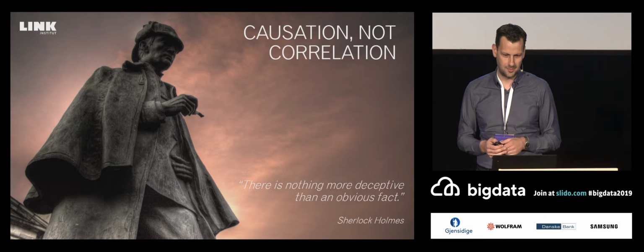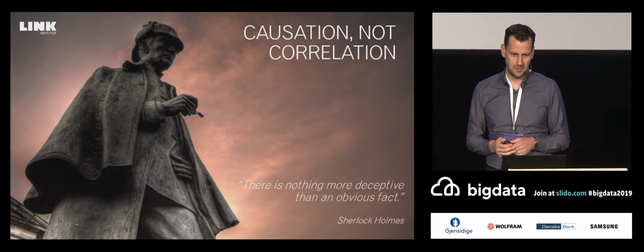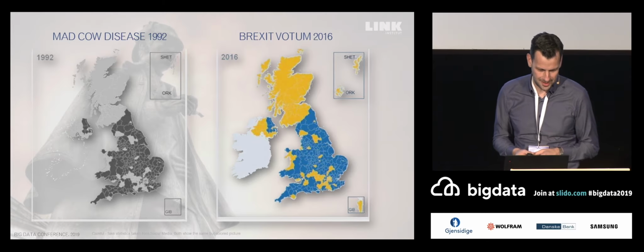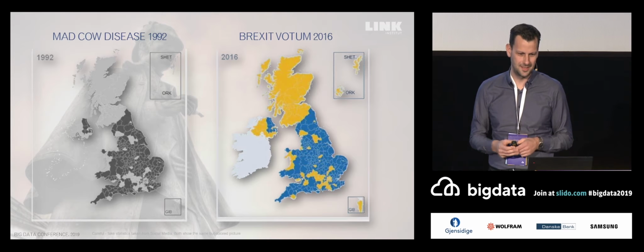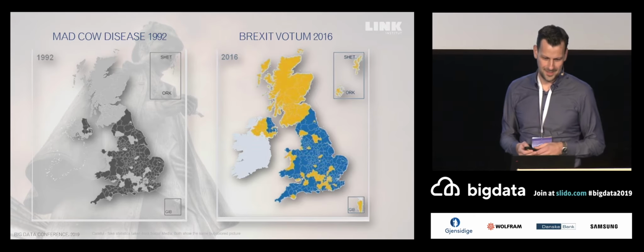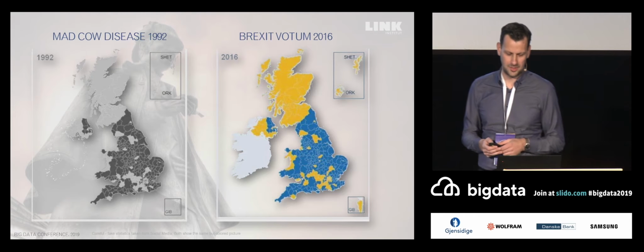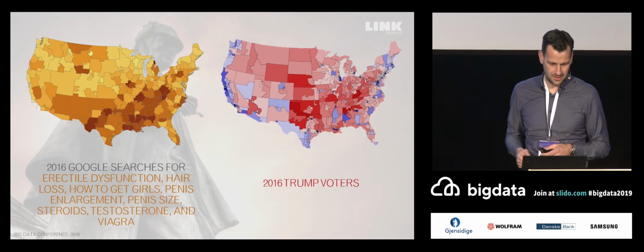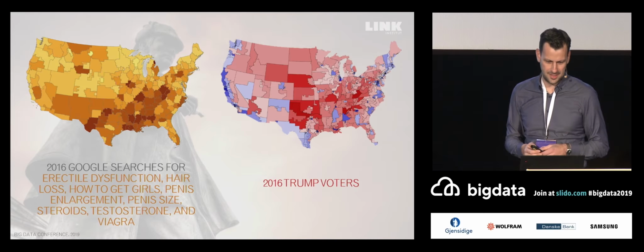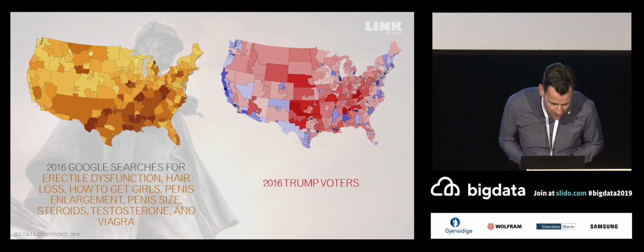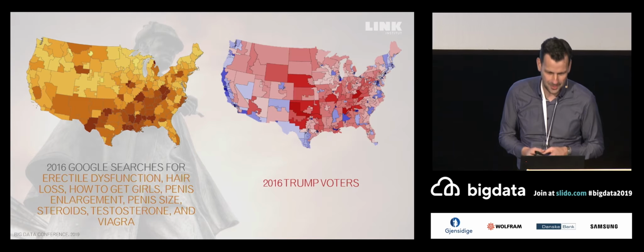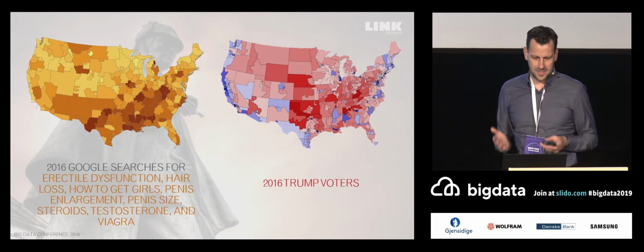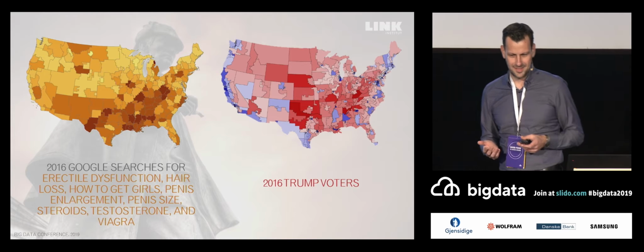I just picked my two favorites. Some of you might have seen them. The first is the correlation between mad cow disease in England and the Brexit vote from 2016. Of course, this is only statistical correlation, not causation. And the second is this strange coincidence between Google searches for erectile dysfunction, hair loss, and so on, and the distribution of Trump voters in the US.